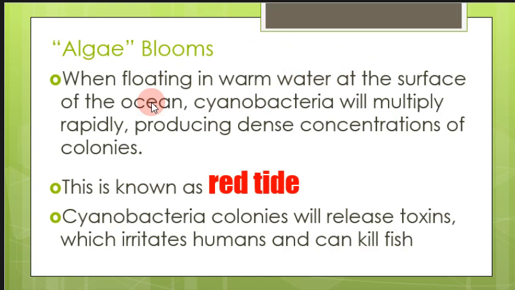It's like a vitamin for green things. All right, so algae blooms. When floating in the warm water, we're talking about the blue-green algae now, the cyanobacteria. If they get too warm, they can multiply rapidly, producing dense concentrations of colonies. That's known as red tide.